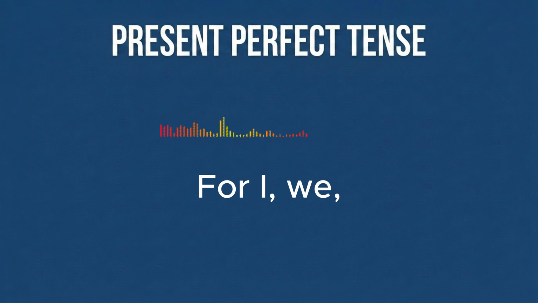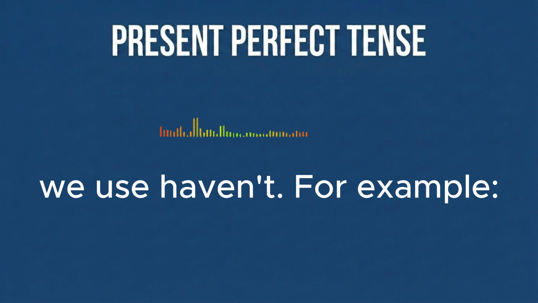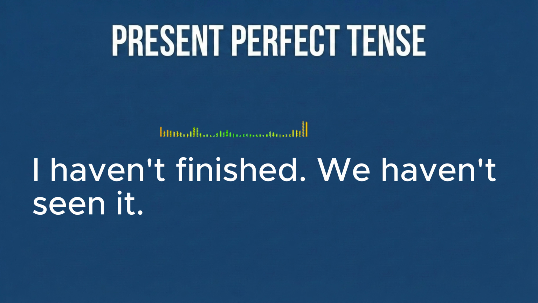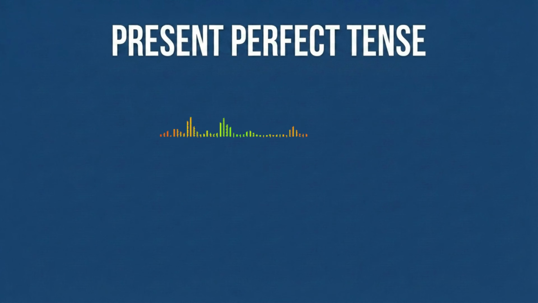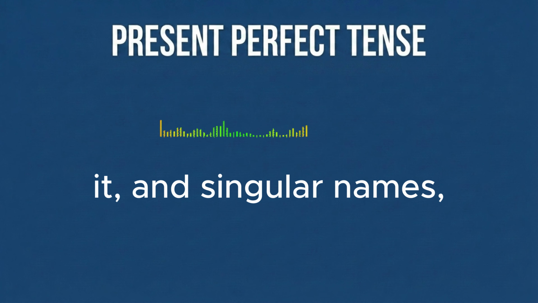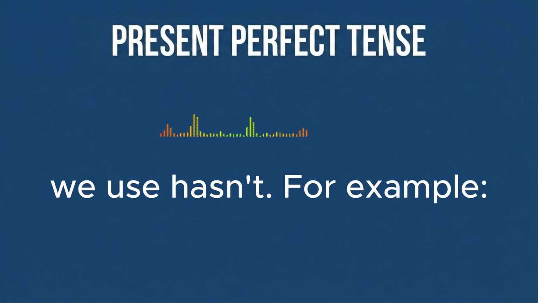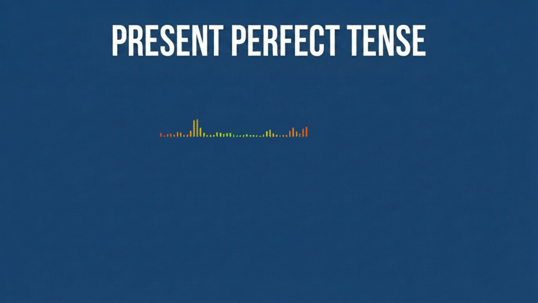For I, we, you, and they, we use haven't. For example, I haven't finished. We haven't seen it. You haven't tried it. They haven't arrived. For he, she, it, and singular names, we use hasn't. For example, he hasn't finished. She hasn't seen it. Mike hasn't arrived.